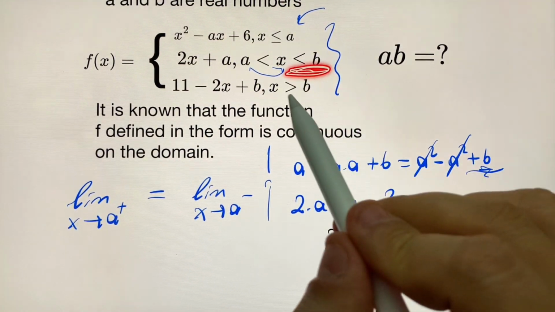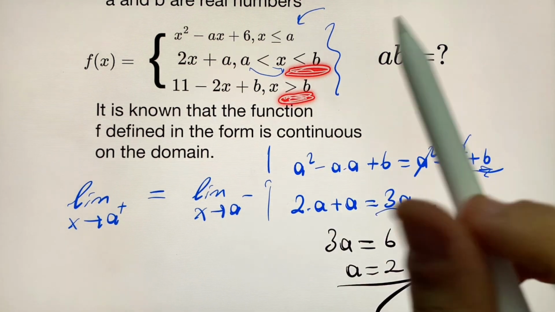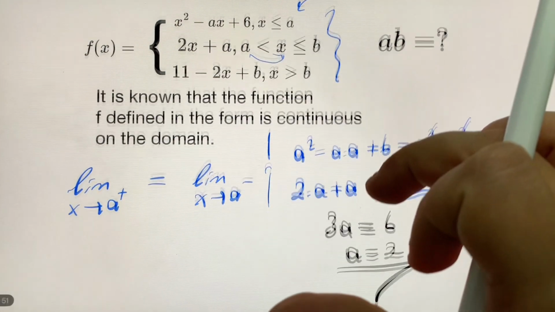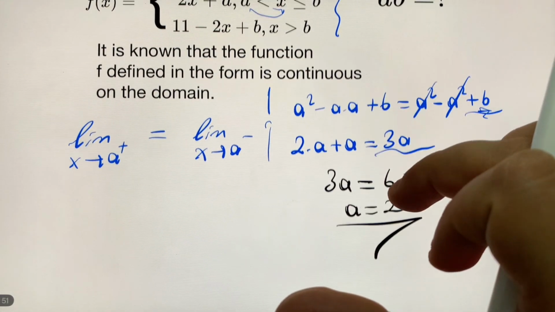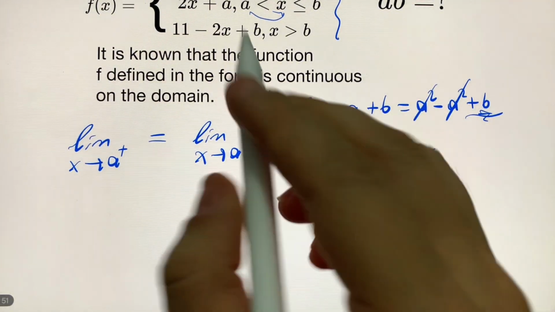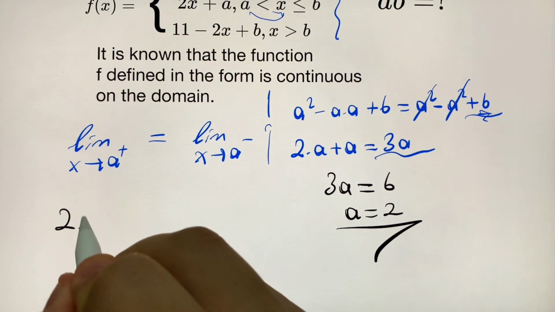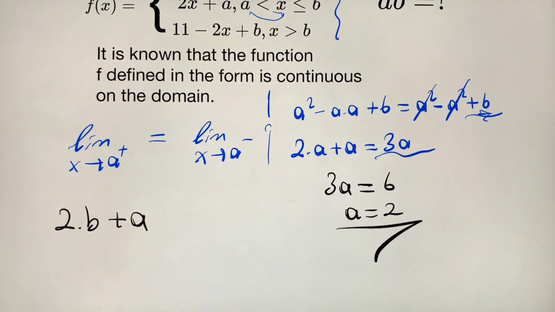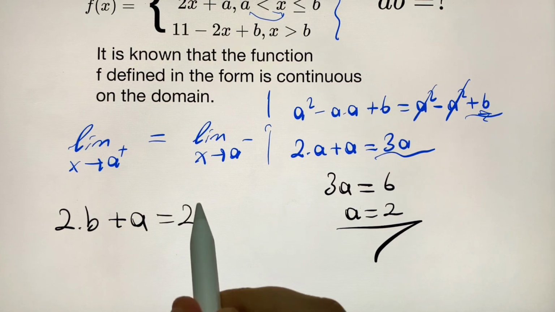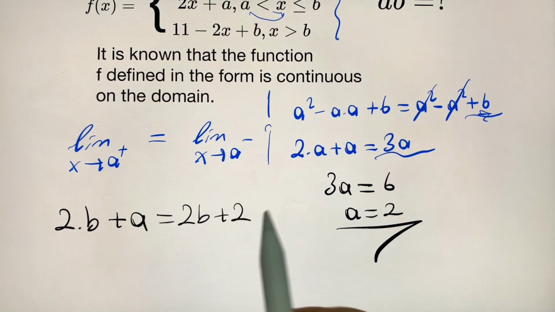Now we need to find the value of b. What will we do with the same logic again? We will approach from the left. We also need to approach from the right. If I look at this, let's write it instead. We found a equals 2, so 2 times b plus 2 has arrived.